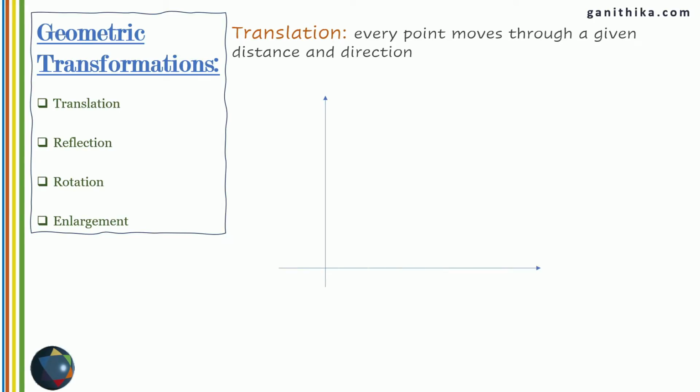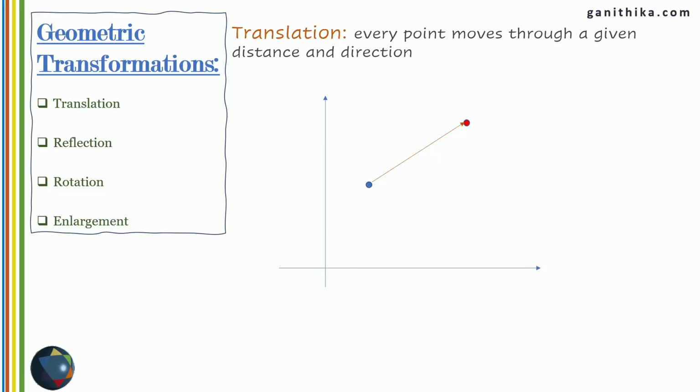What does it mean? On a coordinate axis, if you have a point, say here, and you want to move it in this direction and by this distance, then you have translated the blue point to the red point. So the blue point is the object and the red point is the image of the translation. So the blue point is being translated to the red point, correct? This is translation. Translation is moving a point in some direction and by some distance.